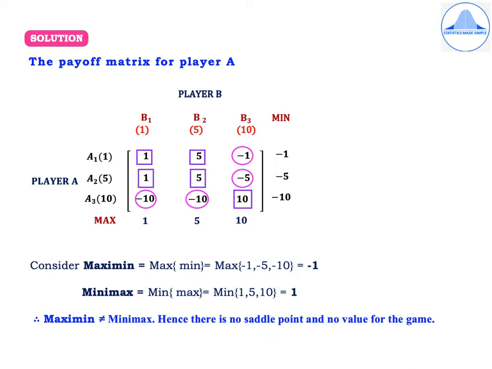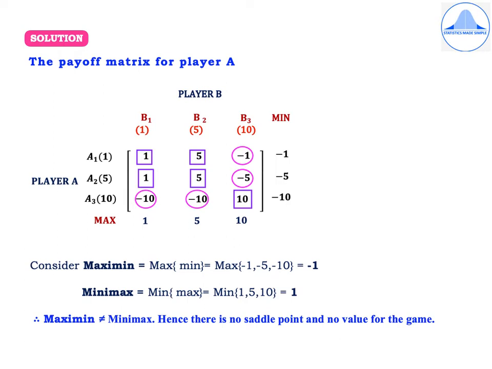Similarly, in the third row, the minimum of the payoffs minus 10, minus 10 and 10 should be found, and the minimum value is minus 10. So both the minus 10 values are circled, and then write the value minus 10 under the minimum column. Next is to find out the maximum value in each of the columns. In the first column, that means corresponding to B1, we have to find out the maximum of 1, 1 and minus 10. So the maximum value is 1. Both the ones are boxed in purple color, and then write the value 1.